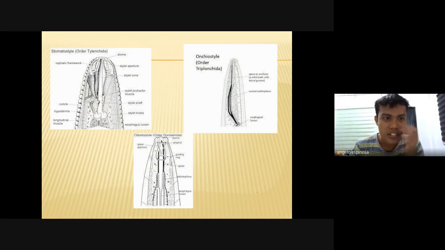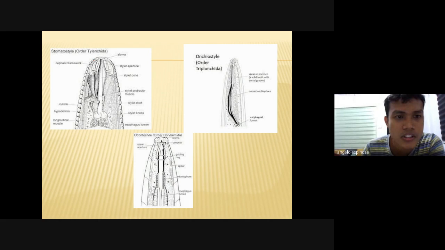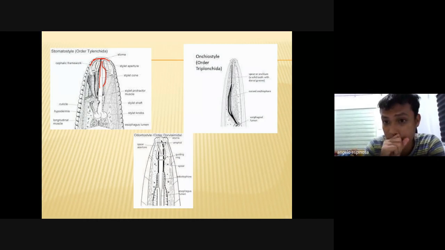So this one, we have the stomata stylet. Okay, so this is the stomata stylet, as you can see. Stomata here, and then this is the stylet here. Diba? This is the stylet, it's needle-like. That is the stylet cone. Usually affected yan, in-infect yan is the stomata part. Okay? And we have also the oncho stylet.